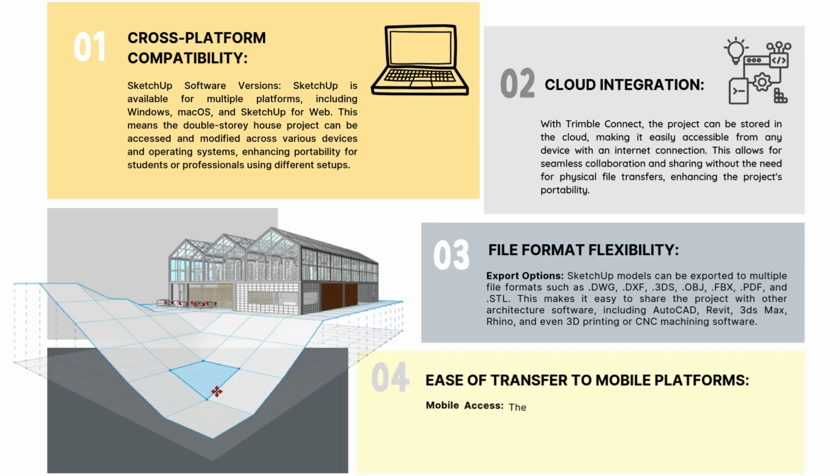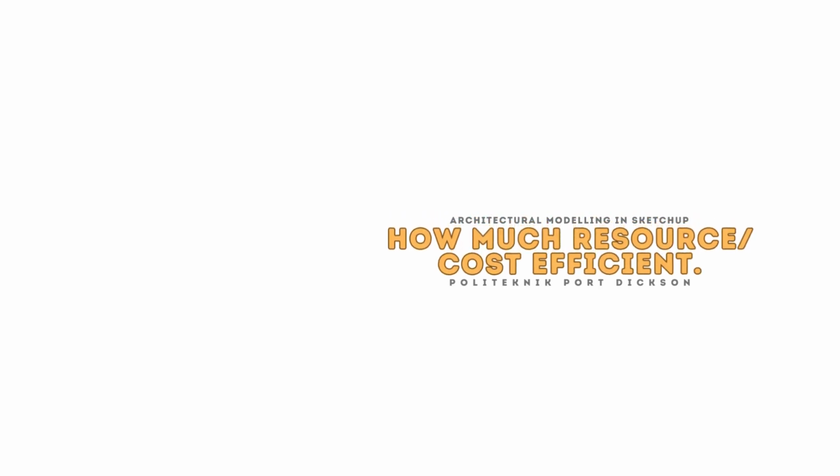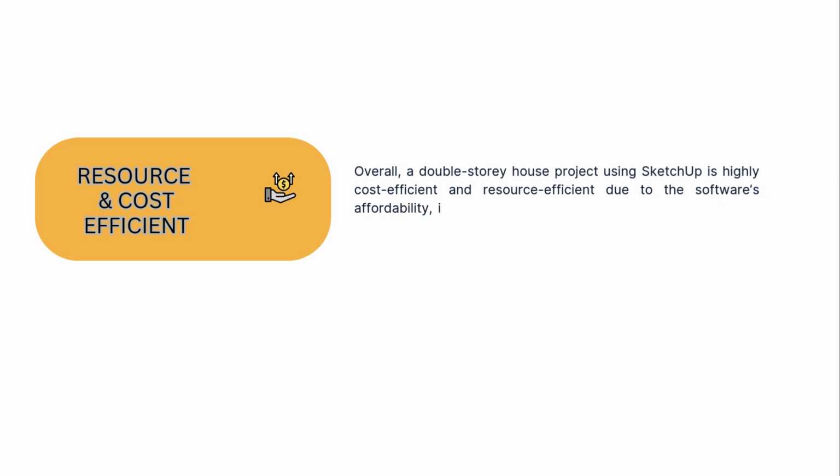Ease of transfer to mobile platforms. The SketchUp Viewer app for mobile devices is useful for on-site reviews, client presentations, or even for remote learning scenarios where desktop access may be limited. Overall, a double-story house project using Sketchup is highly cost-efficient and resource-efficient due to the software's affordability, its access to free design resources, and its ability to optimize materials and energy usage.